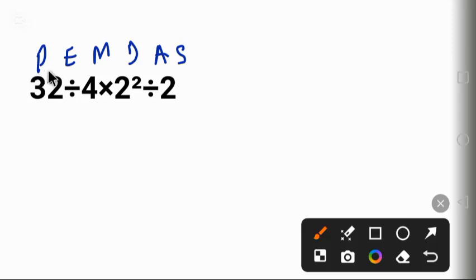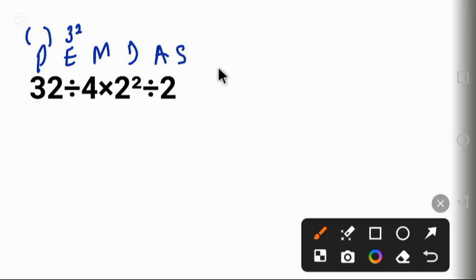Using this PEMDAS, P here stands for parentheses. We're going to solve the one in bracket first, and we don't have it here. The E here stands for exponent, something like 3 square. We have it here, which is 2 square. So let's solve this 2 square.